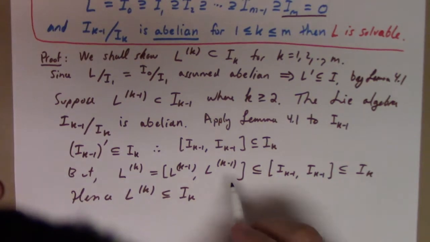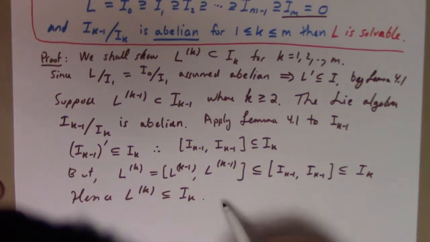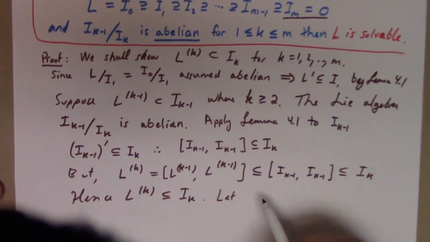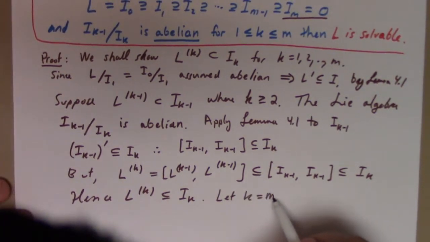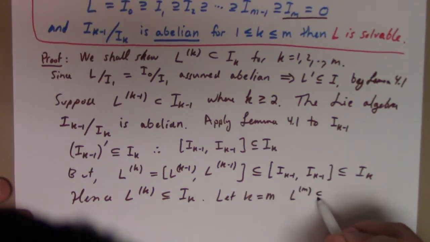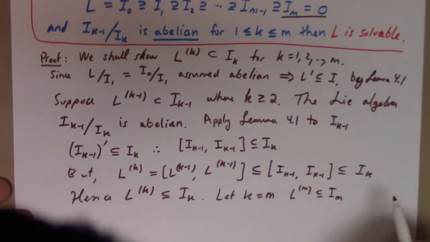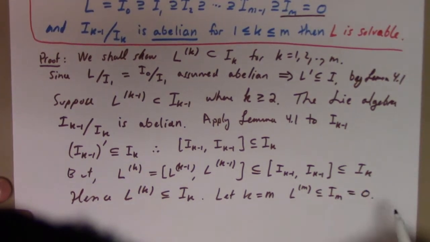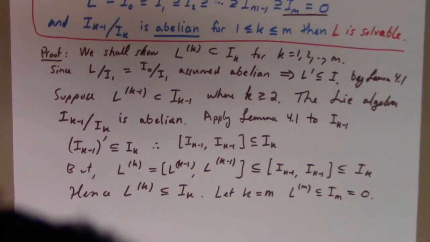And so, as he says, let k equal m, and we have L^(m) is a subset of I_m, but I_m was assumed to be 0. So therefore L is solvable, as claimed. This proof shows that if L^(k) is non-zero, then I_k is also non-zero. Hence, the derived series may be thought of as the fastest descending series whose successive quotients are abelian.